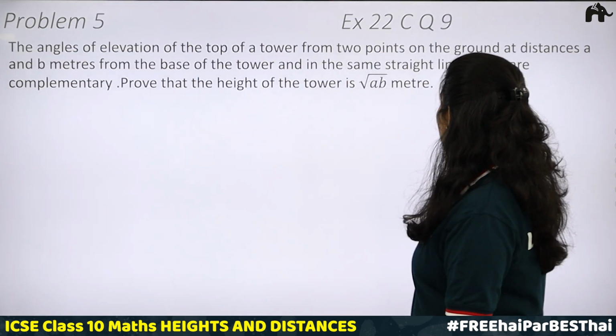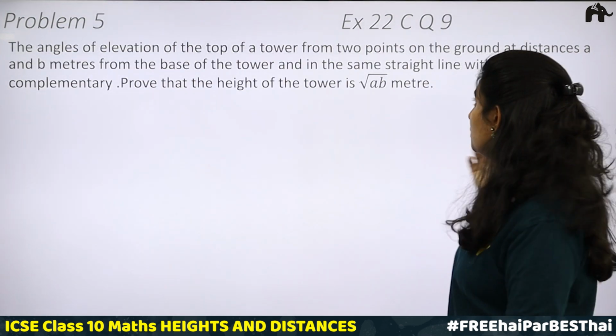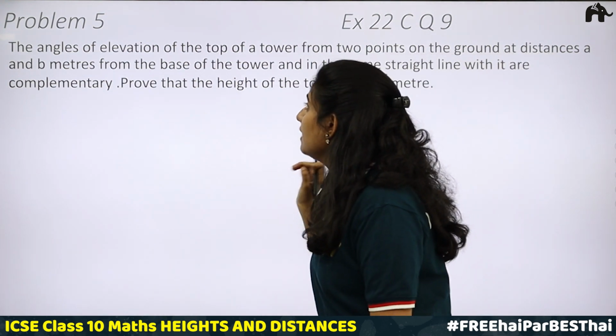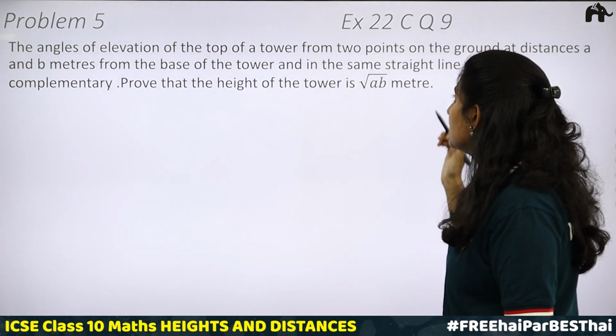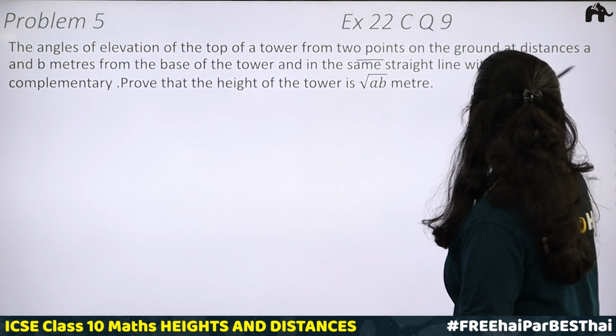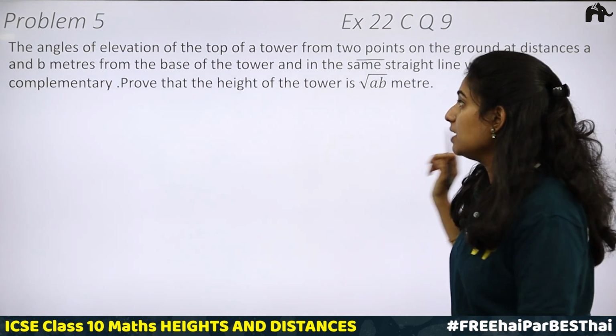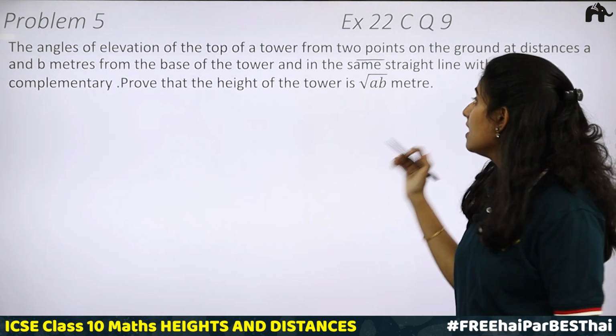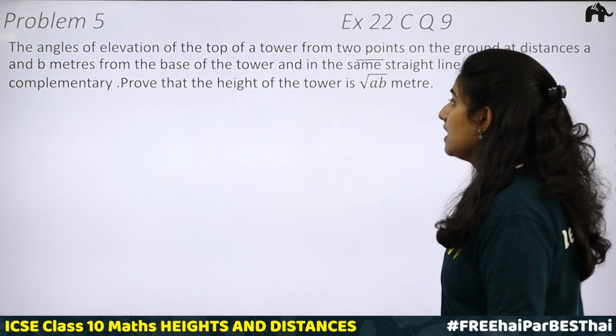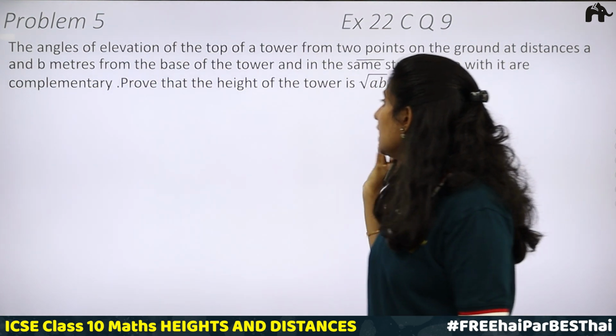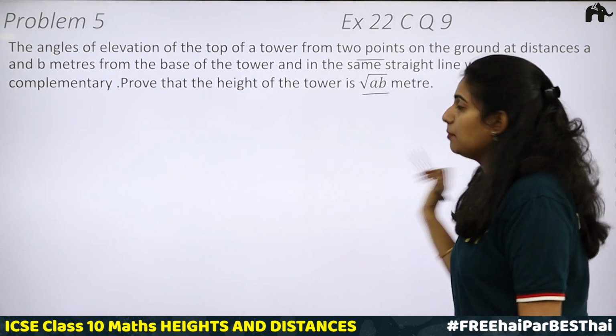Next, problem number 5, question 9 of exercise 22C. The angle of elevation of the top of a tower from 2 points on the ground at distances A and B meters from the base of the tower and in the same straight line with it are complementary. Prove that the height of the tower is root AB meters.